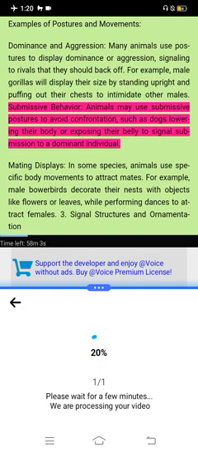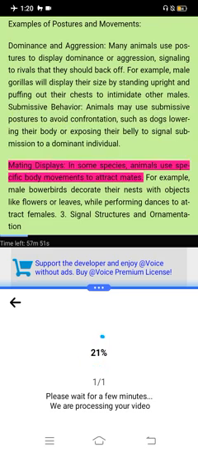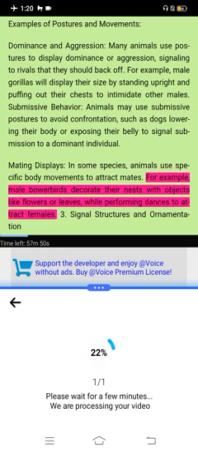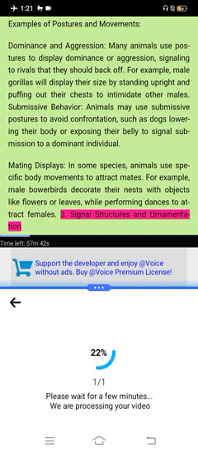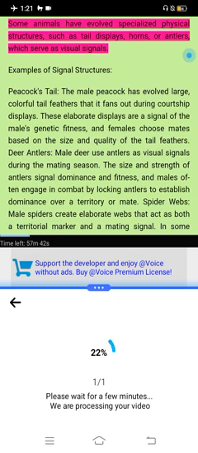Submissive behavior. Animals may use submissive postures to avoid confrontation, such as dogs lowering their body or exposing their belly to signal submission to a dominant individual. Mating displays. In some species, animals use specific body movements to attract mates. For example, male bowerbirds decorate their nests with objects like flowers or leaves, while performing dances to attract females. 3. Signal structures and ornamentation. Some animals have evolved stylized physical structures, such as tail displays, horns, or antlers, which serve as visual signals.